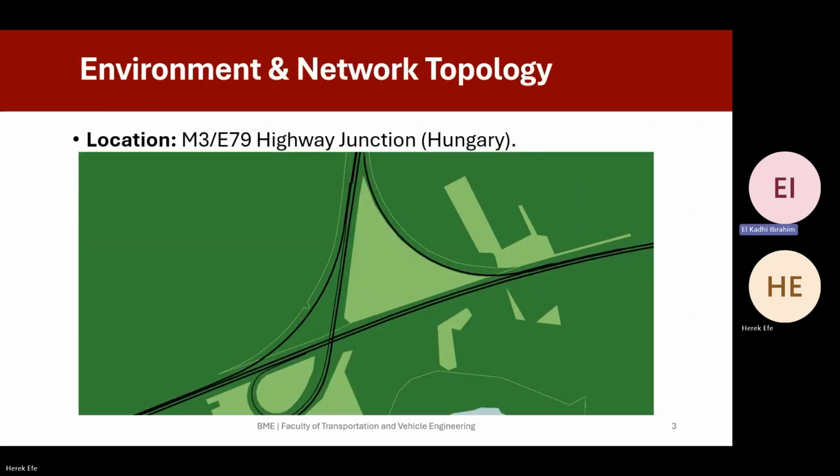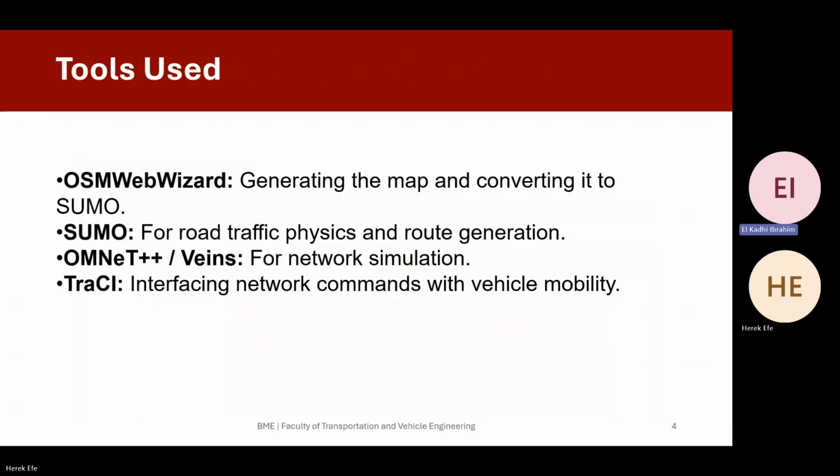This is a visualization of the junction that we took from SUMO Web Wizard. We generated the map with OSM Web Wizard, and we took it to SUMO for the road traffic physics and route generation. Once it was ready from there, we took it to OMNeT++ using Veins for simulating the network. And with TraCI, it connects the network commands with the vehicle mobility.